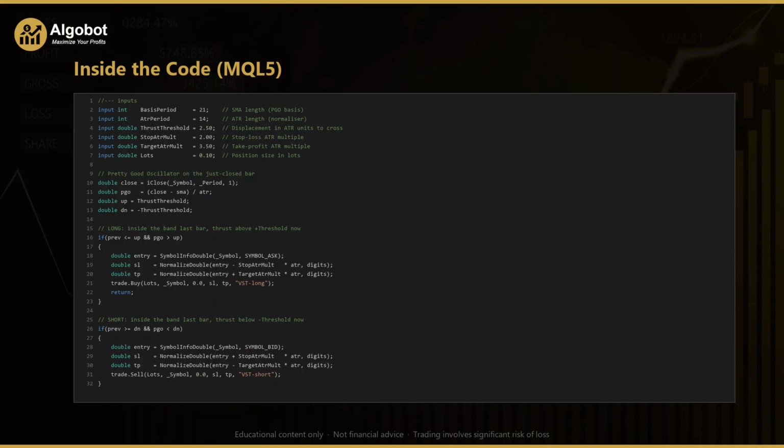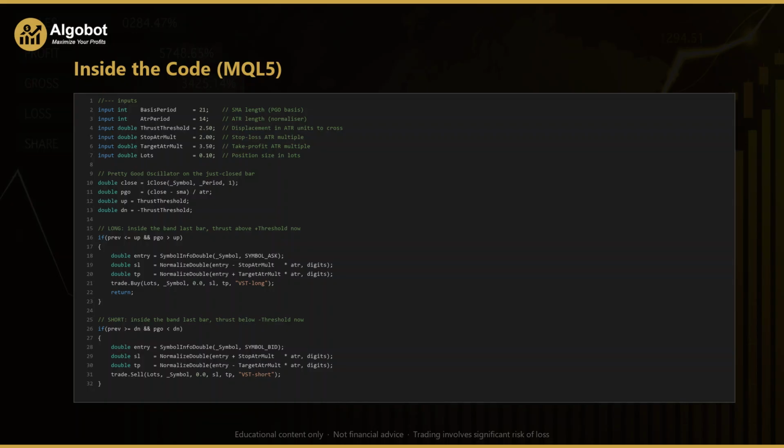Stop and target multiples are 2 and 3.5, and lot sets the position size. Just below, we build the oscillator. We take the close of the just closed bar, subtract the moving average, and divide by the ATR to get the value named PGO. We store the positive threshold in up and the negative threshold in down.